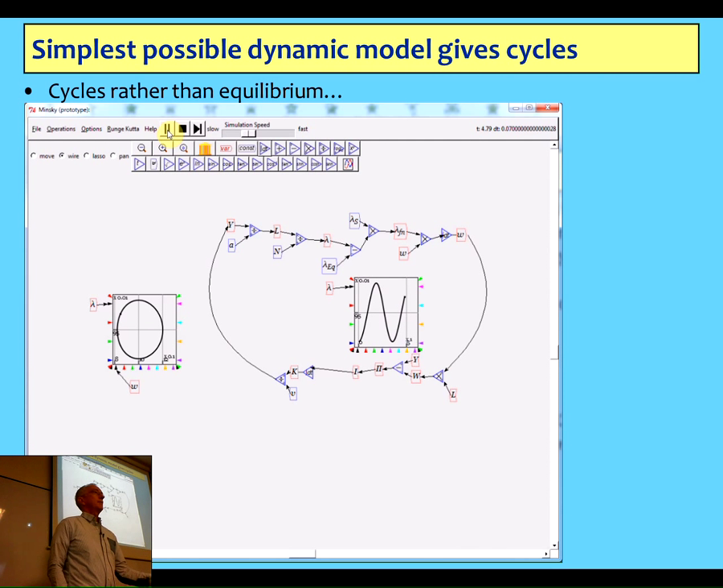So that's, in essence, I think the simplest possible model you can build of the economy. And what does it give you? Non-equilibrium. And that's what I think should be the starting point. There are many other dynamic models in economics, but that's the one I'd like to start with. And that's what I always start with myself in building a dynamic model. Much, much more generalization needed, of course.